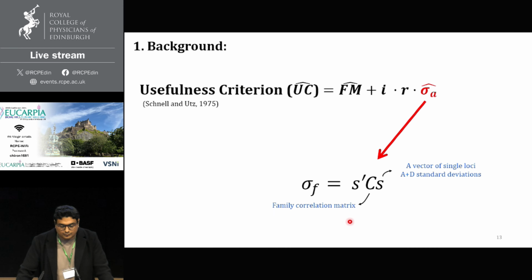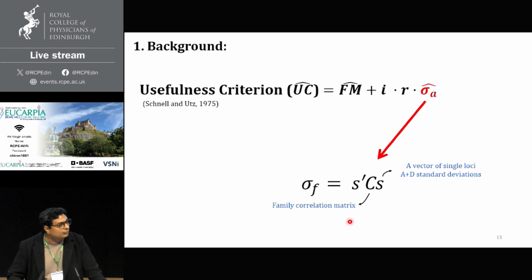So, for the within family standard deviation, we need two pieces of information: a family correlation matrix that can be approximated from the LD information of the parents, and also a vector of single loci additive plus dominance standard deviations to take into account the covariance structure between additive and dominance effects.